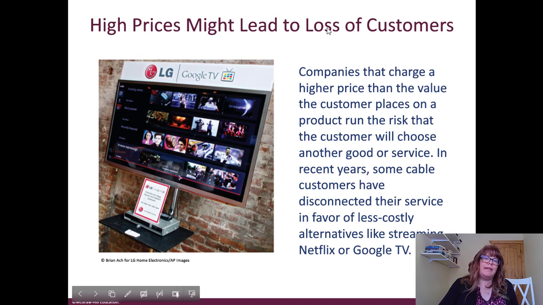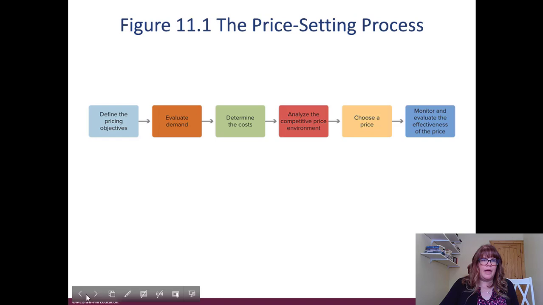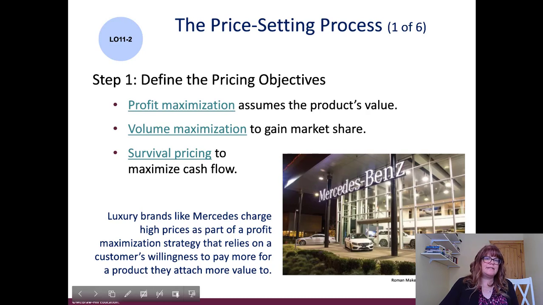High prices might lead to a loss of customers. Here is an example illustrating that. And here are the steps of the price setting process. We'll go over all of these steps. Step 1, define the pricing objectives.